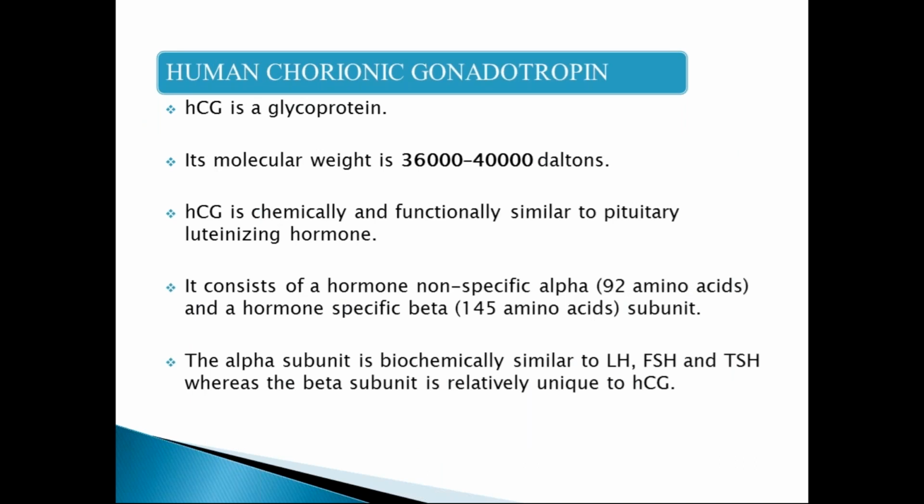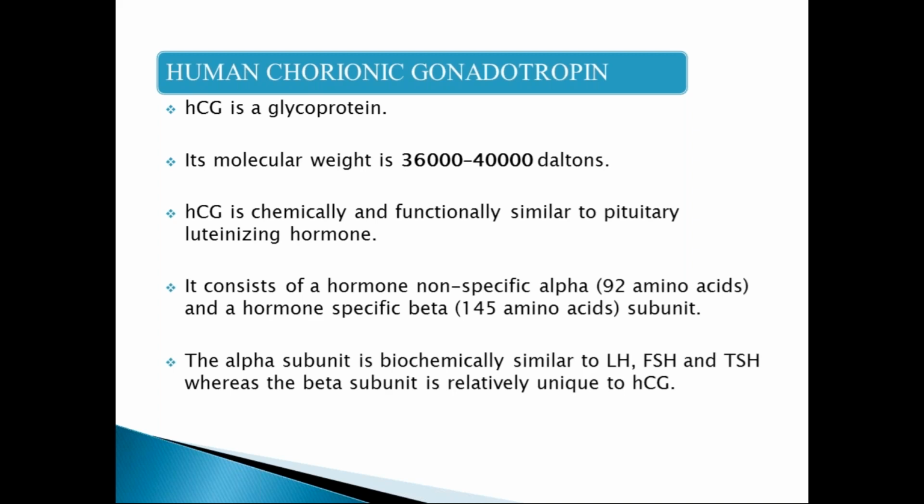So we are going to learn about the main hormones which are actually necessary for pregnancy. The first among which is human chorionic gonadotropin. This is a protein hormone. HCG is a glycoprotein with a molecular weight of 36,000 to 40,000 Daltons. It is chemically and functionally similar to LH, luteinizing hormone. Therefore, in reproductive medicine, we usually give HCG for ovulation as well, because LH is required for ovulation.